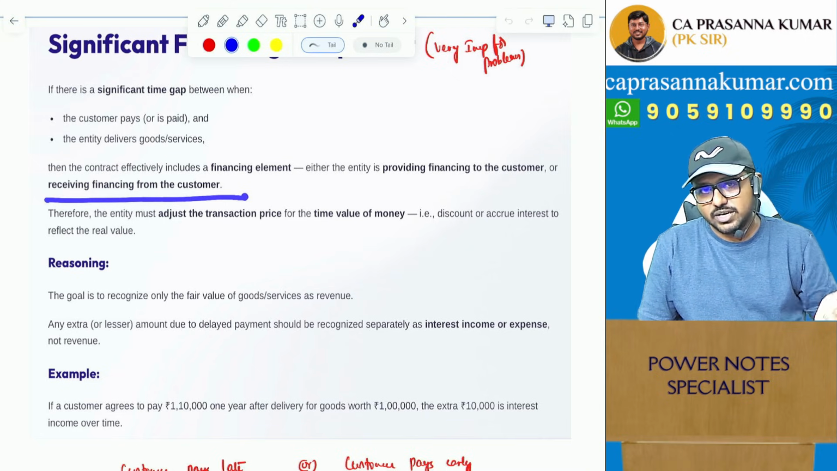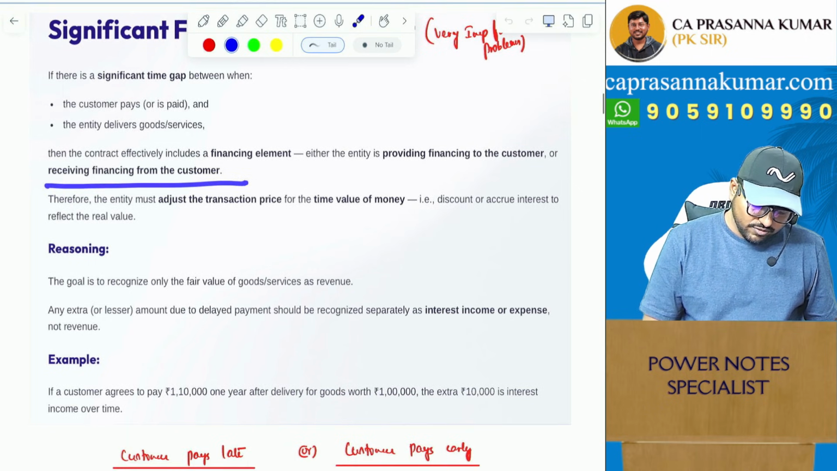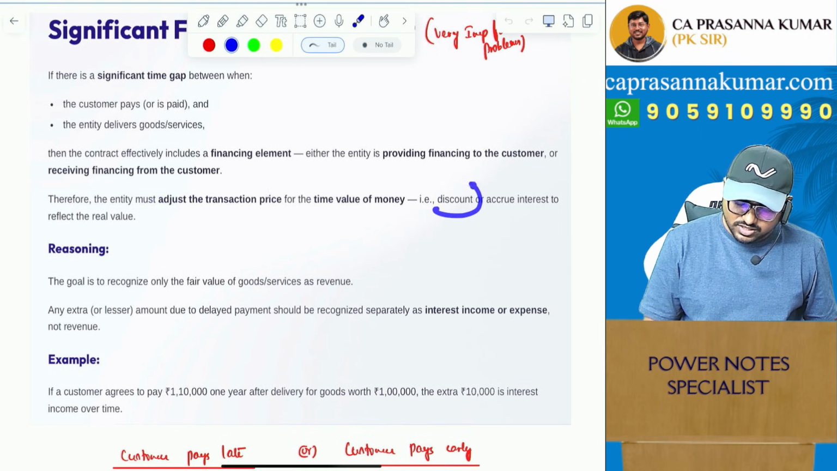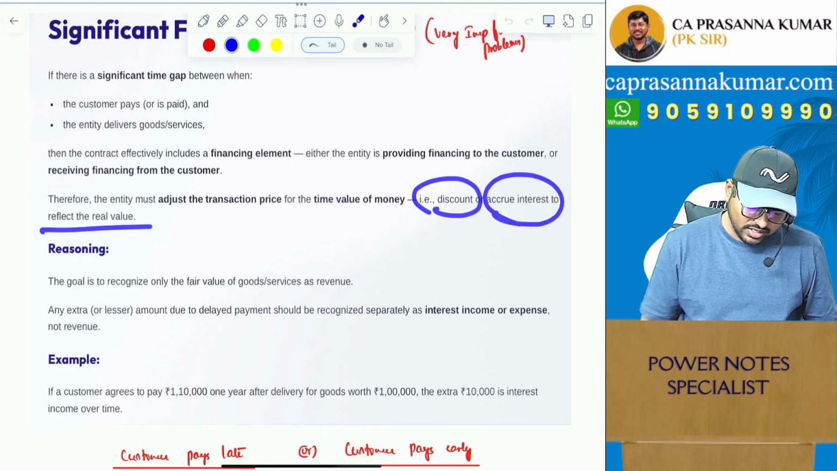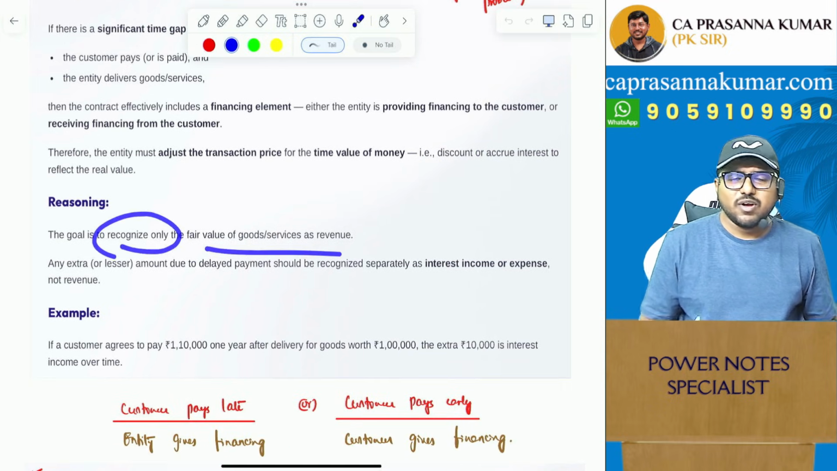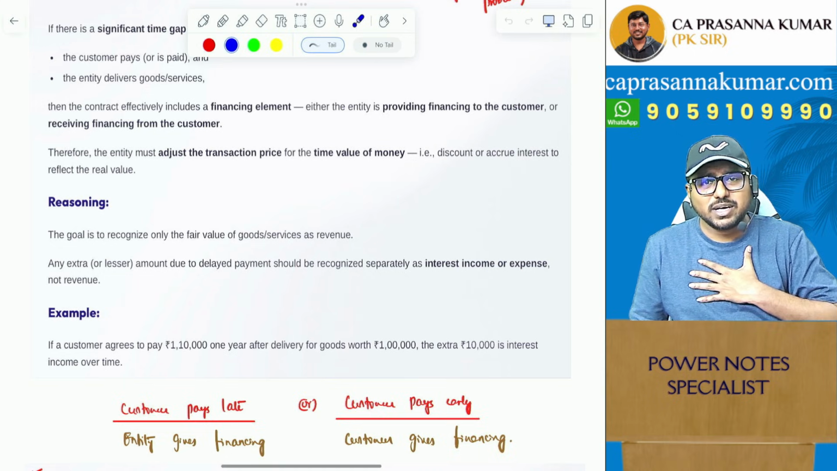So therefore, it will be interest expenditure. Simple. Therefore, the entity must adjust the transaction price for the time value of money. In essence, discount or accrue interest to reflect the real value. The reason is very simple. The goal is to recognize fair value of the goods or service provided by the entity to the customer.